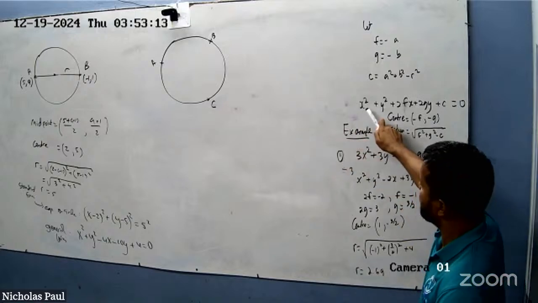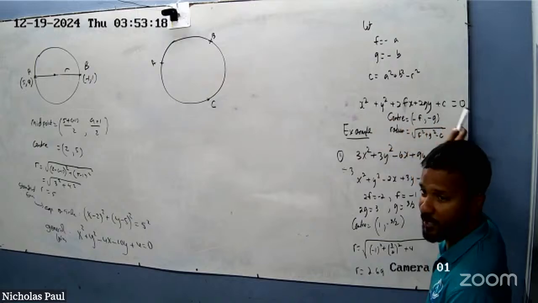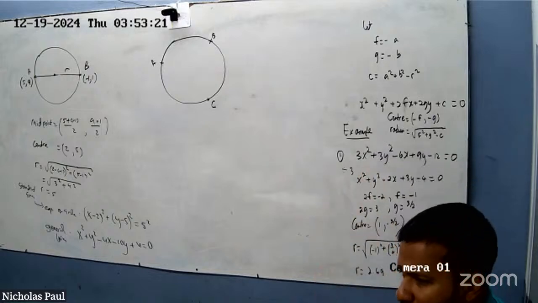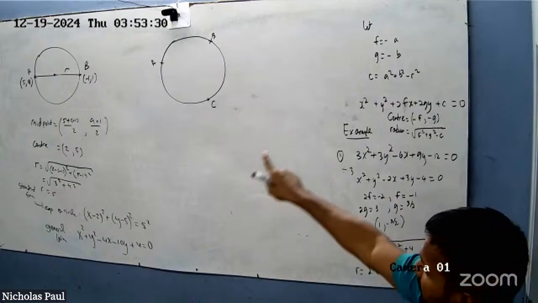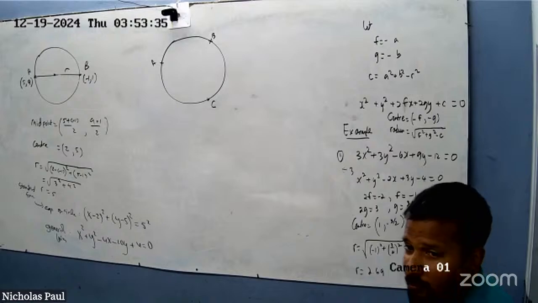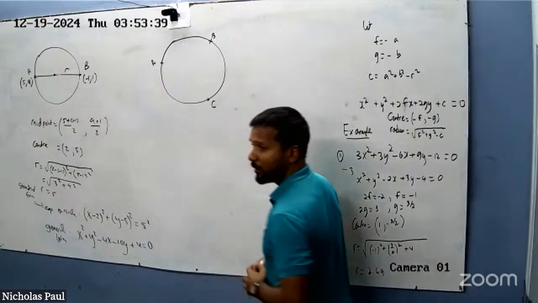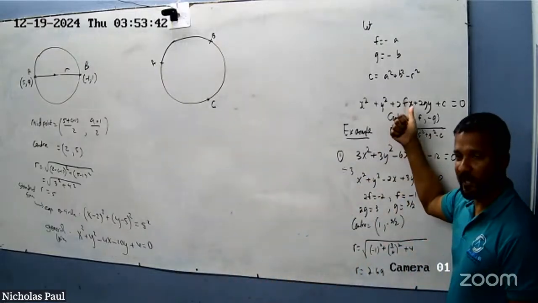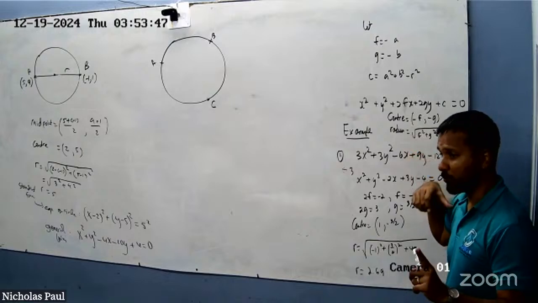An equation of a circle is always of the form x squared plus y squared plus 2fx plus 2gy plus c equals 0. How many unknowns do you have there? 3 unknowns, right? So if you have 3 unknowns, how many equations do you need to solve? 3. Is it possible to get 3 equations if you have 3 points? Yes. Can we put the 3 points in here and then solve them simultaneously? Yes. That's option 1.